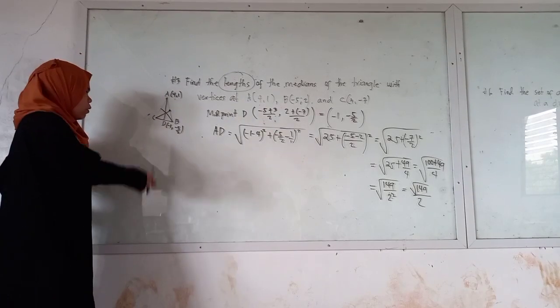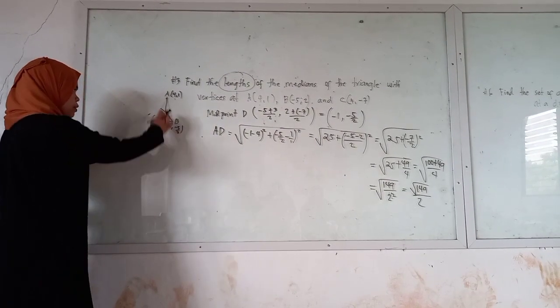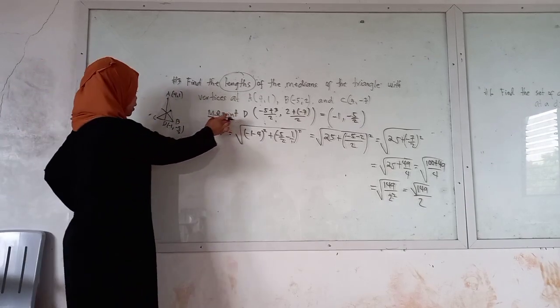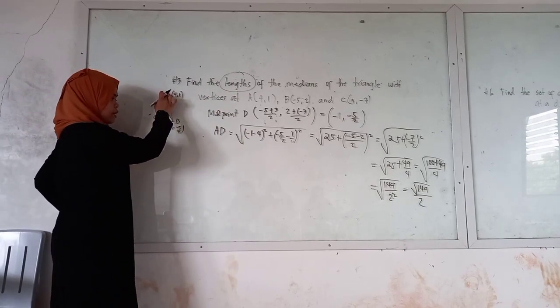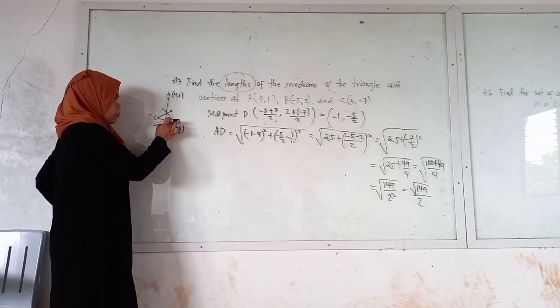Okay, so that is only the median AD. How about the other median? So, itong first na kinuha natin ay from vertex A papunta dito. So, from vertex B naman papunta dito.